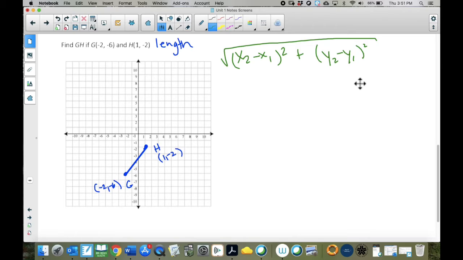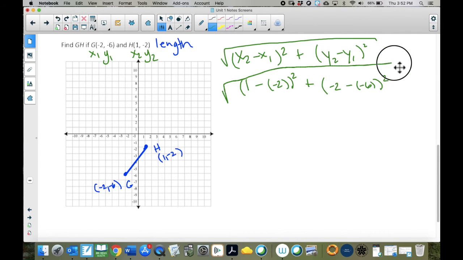It looks kind of long and confusing. It's not. I'm going to first start off by labeling, and I'll just go up here and do it. This is my x1 and my y1. This is my x2 and my y2. Okay, I need to plug those in. So x2 is 1. x1 is negative 2. I need to put all that in parentheses and square it. Then my y's. My y2 is negative 2. My y1 is negative 6. And I need to square that. And I need to put a square root sign over the whole thing.